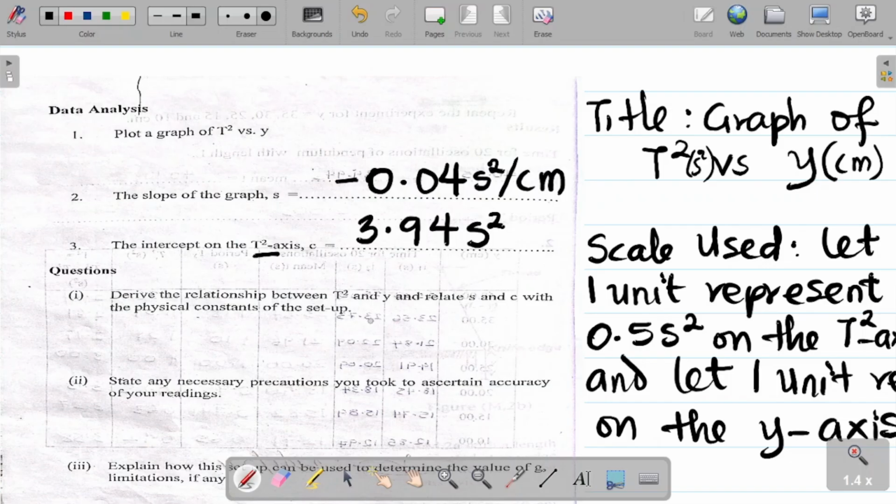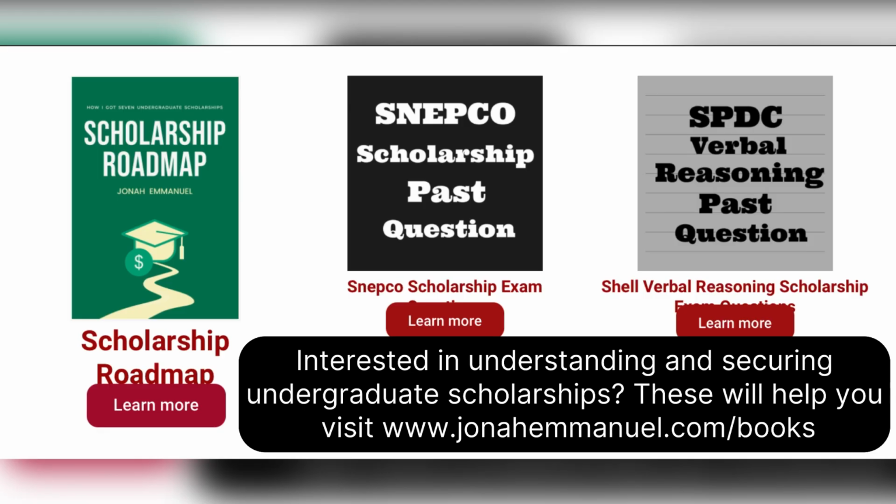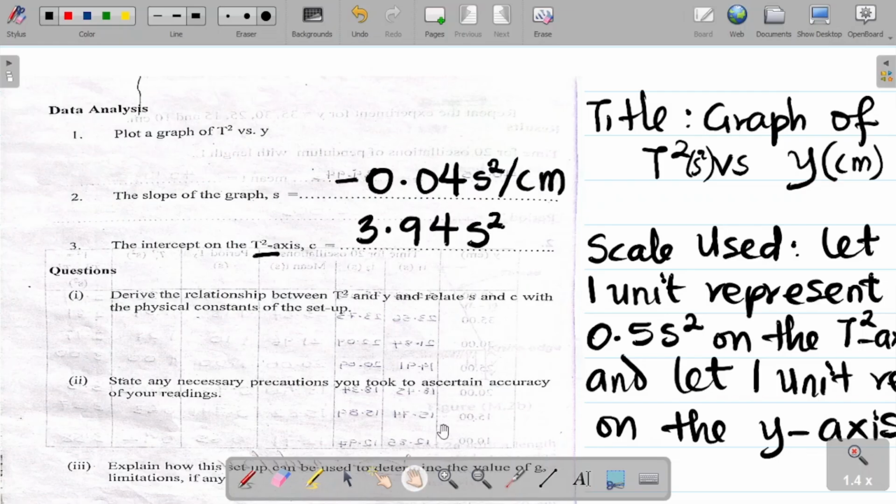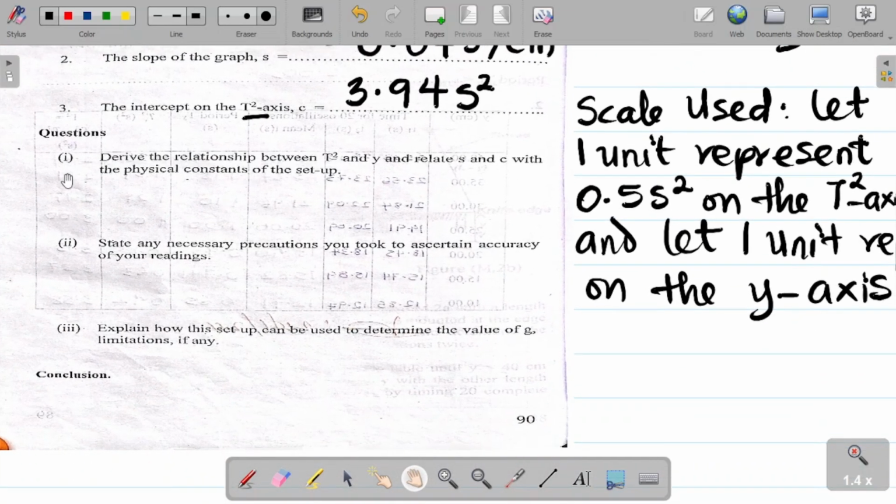We've gotten this. So please get your slope and your intercept using this same idea. All right, next up, let's move to the questions. Question one says, derive the relationship between t squared and y and relate s and c with the physical constants of the setup.